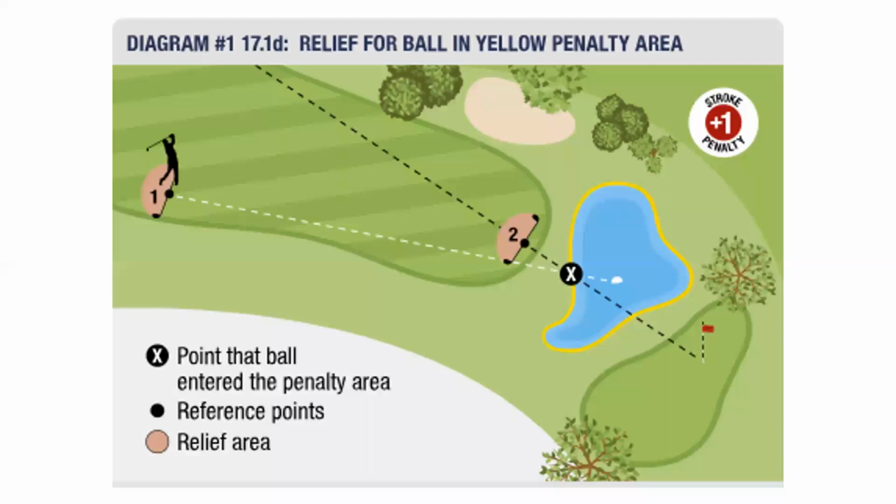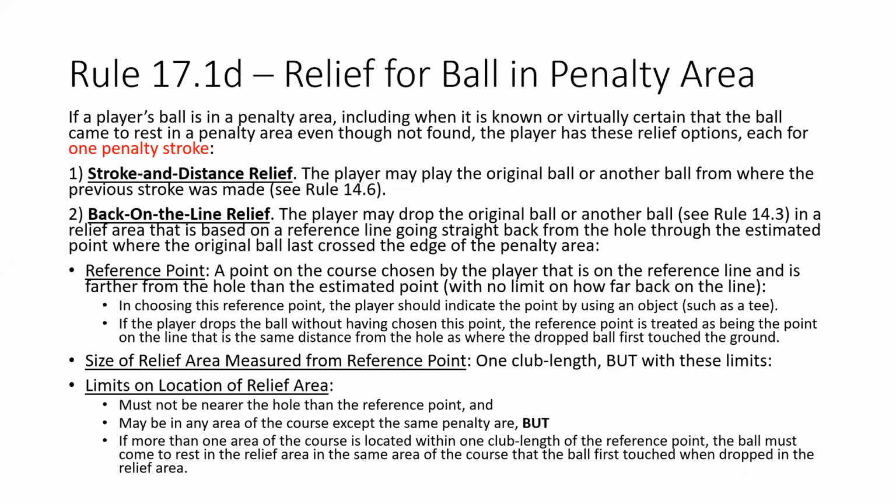But if we go back to the tee area, we're going to be able to tee it up anywhere there. If our last place where we played was on the putting green, we're going to place it on that spot. So a tiny change there. Our back-on-the-line relief procedure is very similar, but another small change. We're still going to use the point where we last crossed the edge of the penalty area and the flag, and go back on that line as far back as we want. But when we do, now we're going to have a little bit more room in which to drop. We're not necessarily going to have to drop right back on that line.